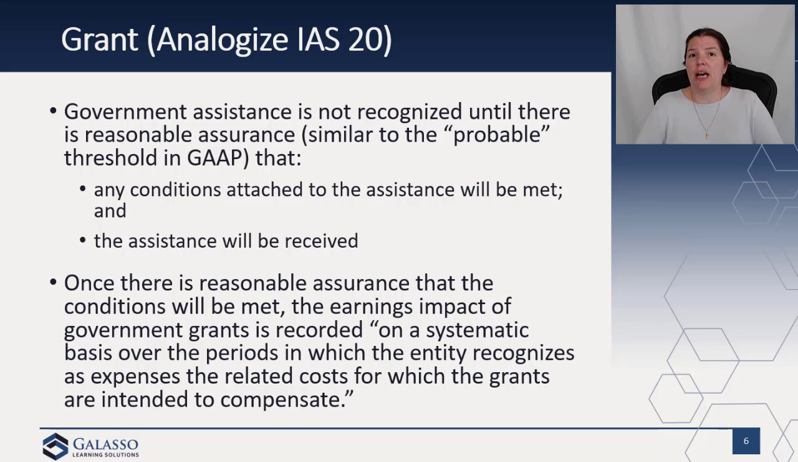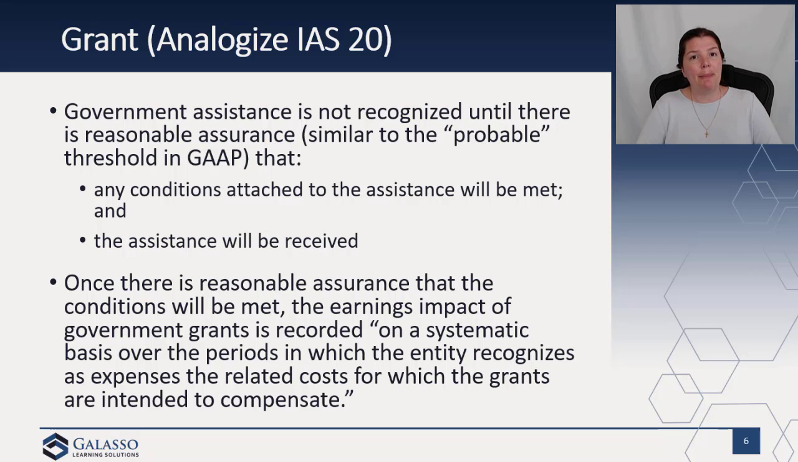The second is IAS 20, the IFRS version of grant accounting, which uses the concept of recognition based on reasonable assurance, which is the GAAP equivalent of what we would call probable. Government assistance would not be recognized until there is reasonable assurance that the conditions attached to that assistance will be met and the assistance will be received. Once it is, you're going to earn it on a systematic and rational basis over the period in which the entity recognizes as expense the related costs for which the grants are intended to compensate. So this is more like the matching principle. They would recognize upon the receipt of the cash the equivalent of a deferred income liability, and then slowly recognize it into earnings as they are spending the cash. So you would actually have a portion released over a period of time if you analogize IAS 20.